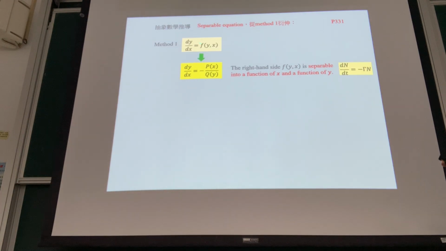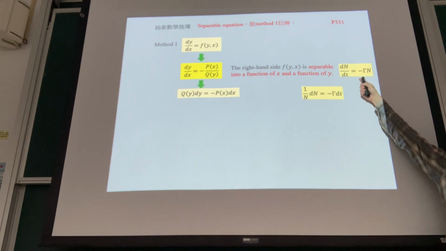A separable equation can be separated into a function of x and a function of y. It's easy. The principle is to concentrate all the y function on the left-hand side and all the x variable on the right-hand side. Because it's separable, that's achievable. So I multiply by q(y), move q(y) to the left-hand side, and move dx to the right-hand side. We arrive at q(y) dy equal to minus p(x) dx.